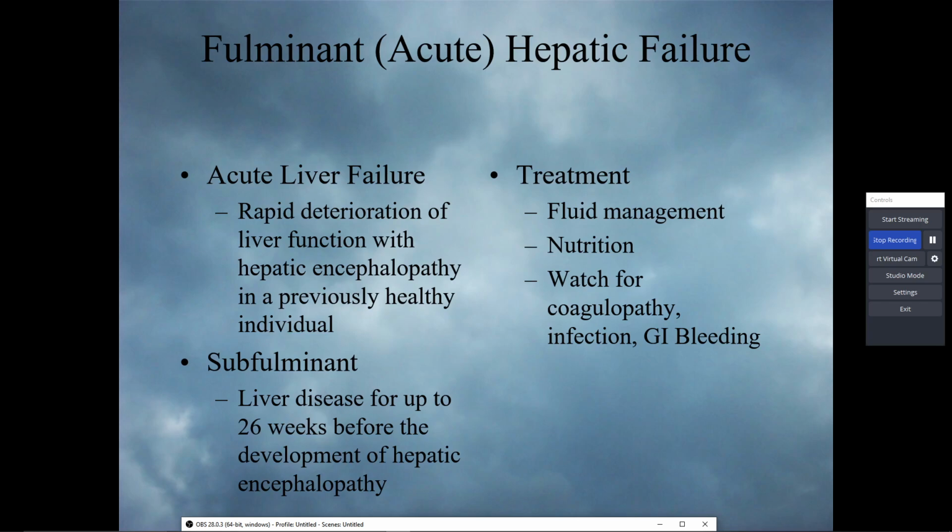And what are we going to do? Well, we're going to take care of fluid volume, nutrition, watch for coagulopathy, infection, GI bleeding, and we're going to ensure the patient has adequate perfusion to the liver and oxygen.